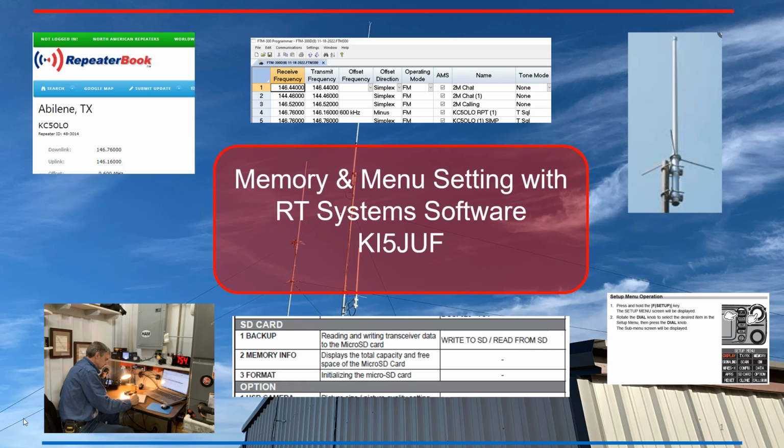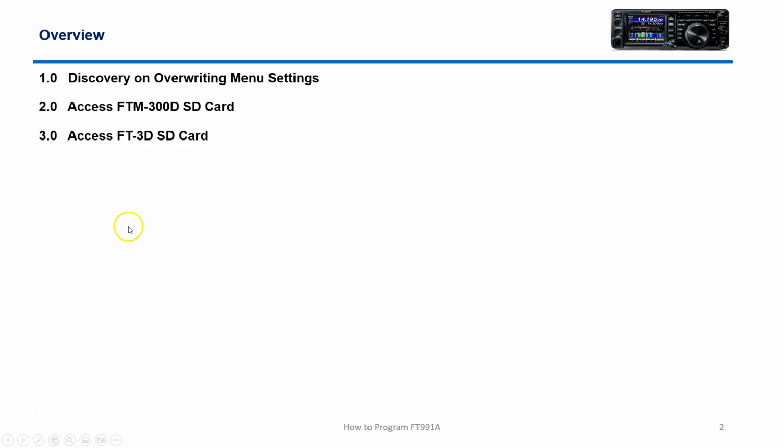I wanted to tell everyone about this because if you go in and make a bunch of memory changes and build this new great file, depending on the settings in the software, you could overwrite any custom settings such as automatic power off, transmit timer off, and so forth. So let me show you how you get to those.